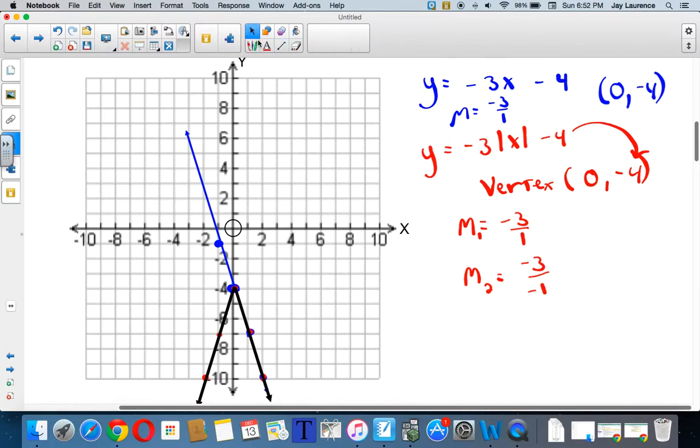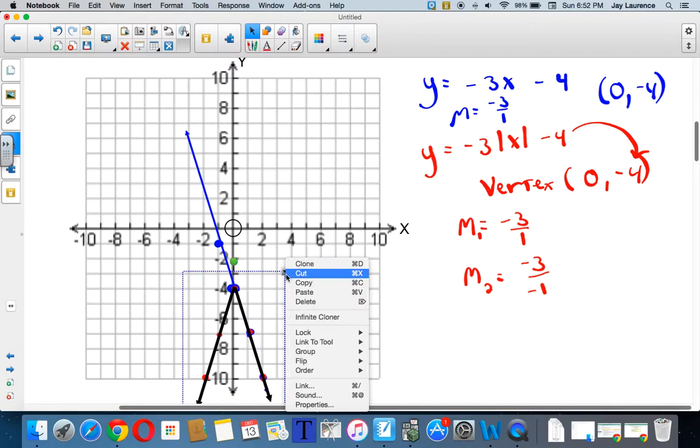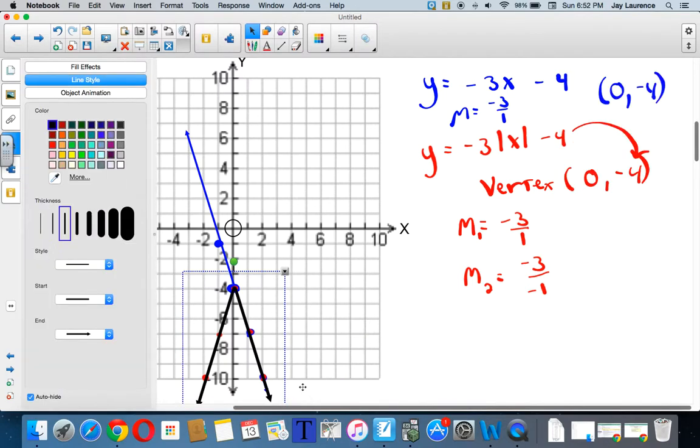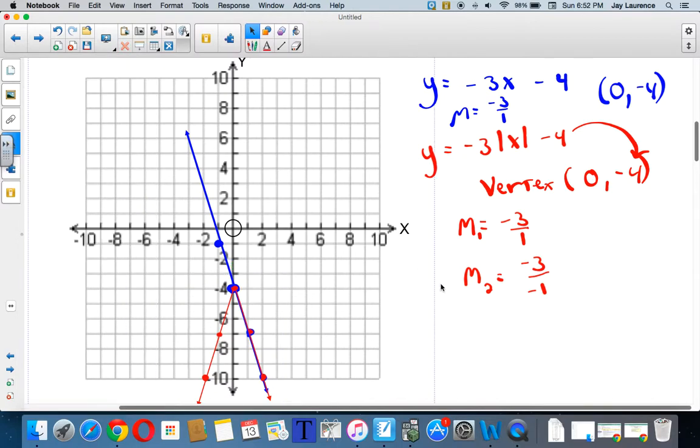Okay. And let's see if I group those together, it will allow me to change the properties of it. We will try. All right, make them nice and thin. We'll make them red. And there we go. And there's your graph. Okay.